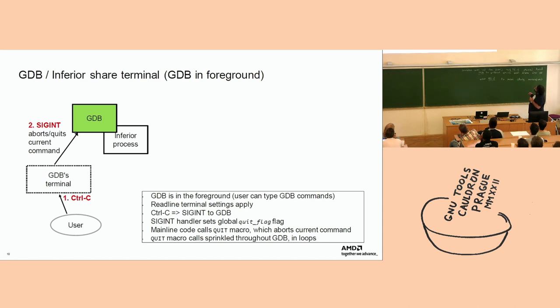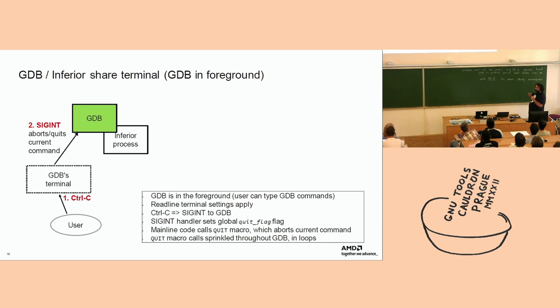For those who've stared at GDB's code base a bit, you may have stumbled on this quit macro. So the SIGINT handler sets a flag because you can't do much in the signal handler. You have to be async signal safe. And then you expect that the event loop will eventually react to that, but it may take a little bit to get to the event loop.